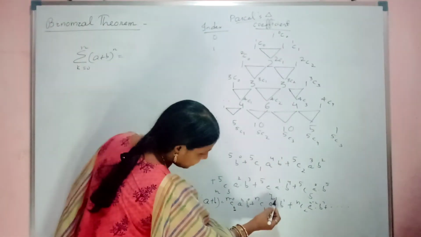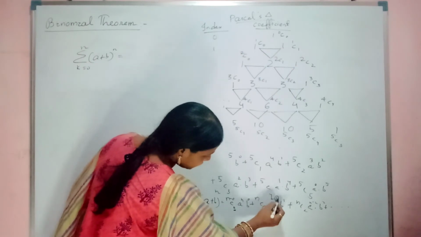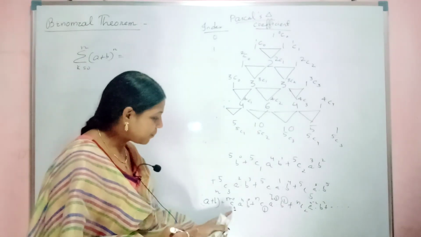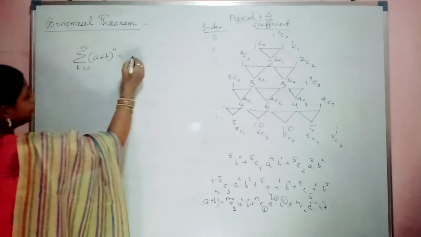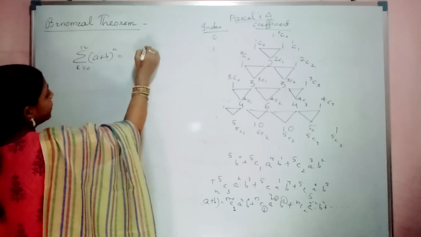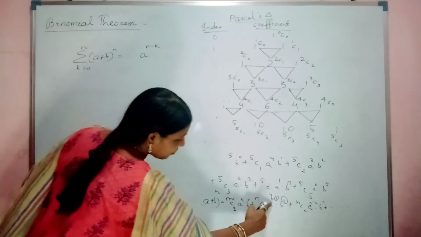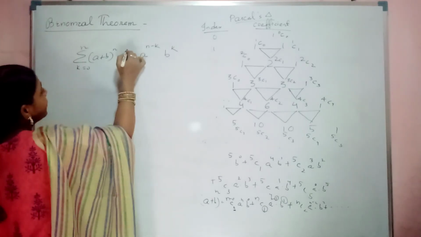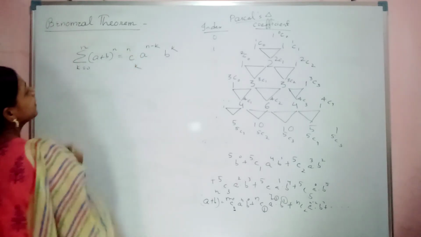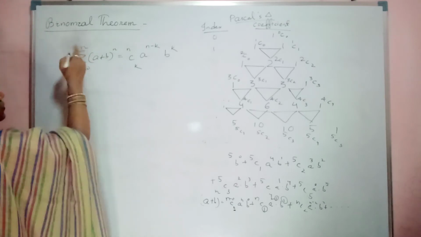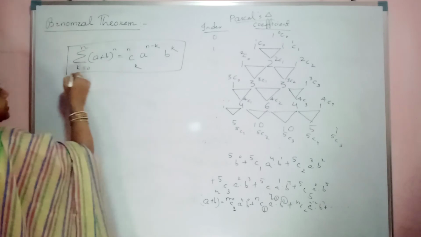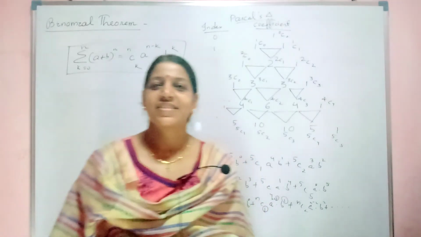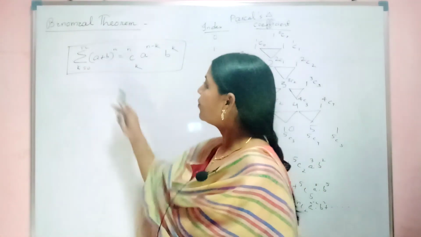Now nC1, a to the power n minus 1, b to the power 1, so this 1 represents the value of k. So don't try to remember in terms of k; whatever the expression, you directly write it. What do we have to write? It is a to the power n minus k, yes or no? n minus k, then b to the power k, then nCk, where k goes from 0 to n. This expression is nothing but called binomial expansion or binomial theorem, where you are expanding.